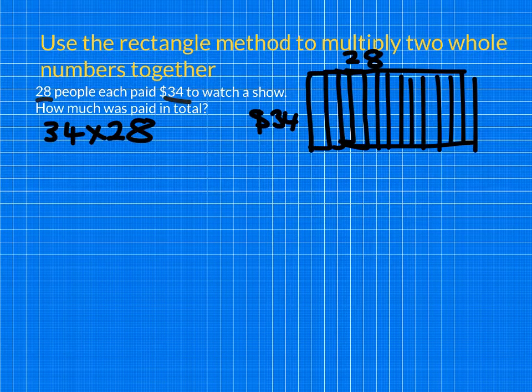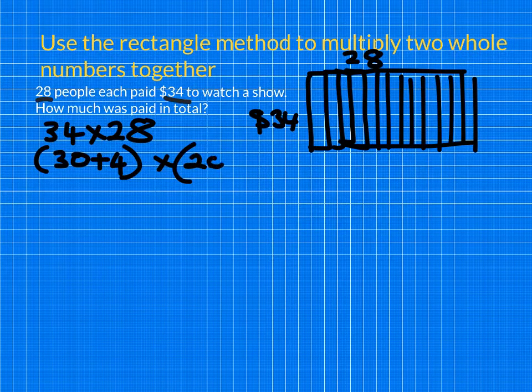This is a rather complicated multiplication, so rather than saying 34, we could rewrite it as 30 plus 4. And that's going to be multiplied by 20 plus 8. And so we've broken those numbers down into their decimal place value. Now we can put our rectangle together and start to multiply everything together.